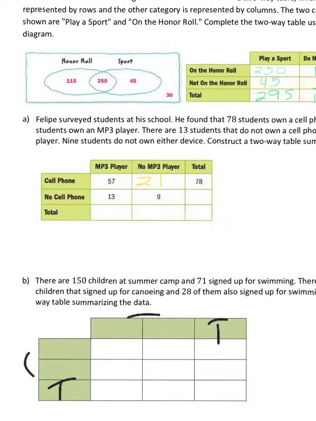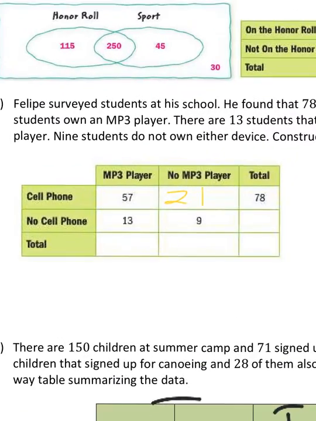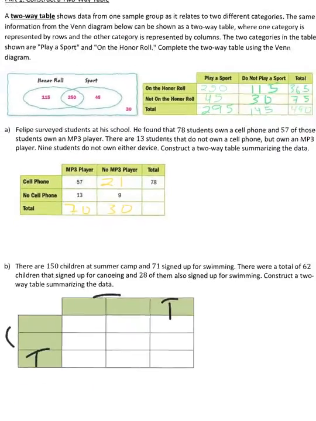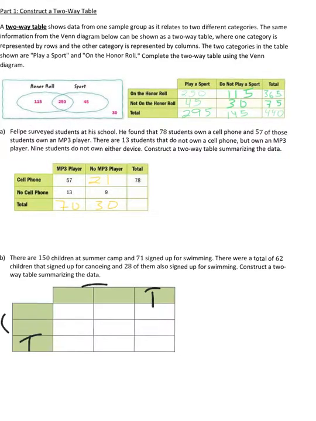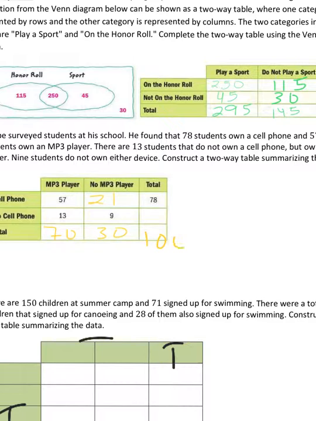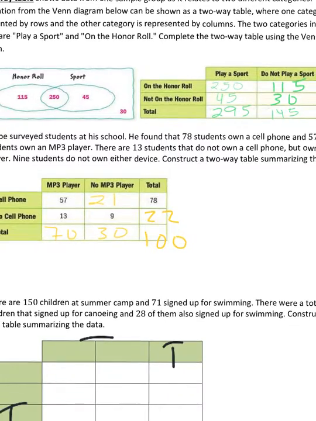All right. It looks like now I'm ready to add column totals. So let's do that next. Again, the order doesn't matter as long as you're getting the right answer. So I should have 70, I should have 30. Now let's do some row adding here. I should get 100, and I should get 22, which does add: 78 plus 22 is 100, so that looks right as well.